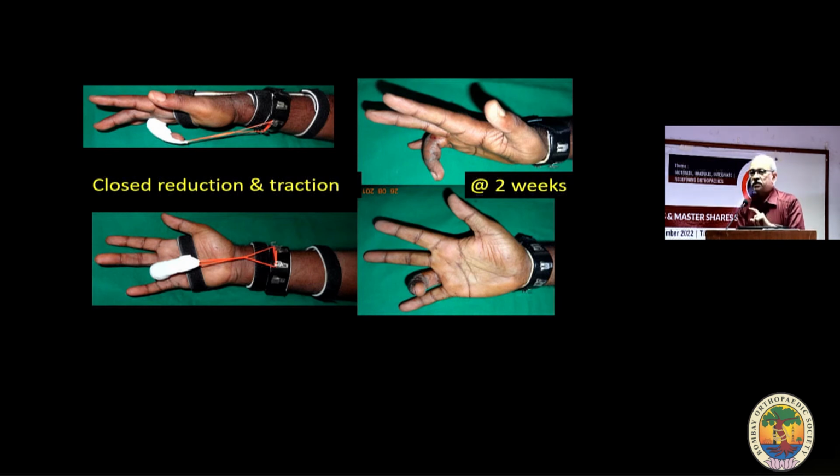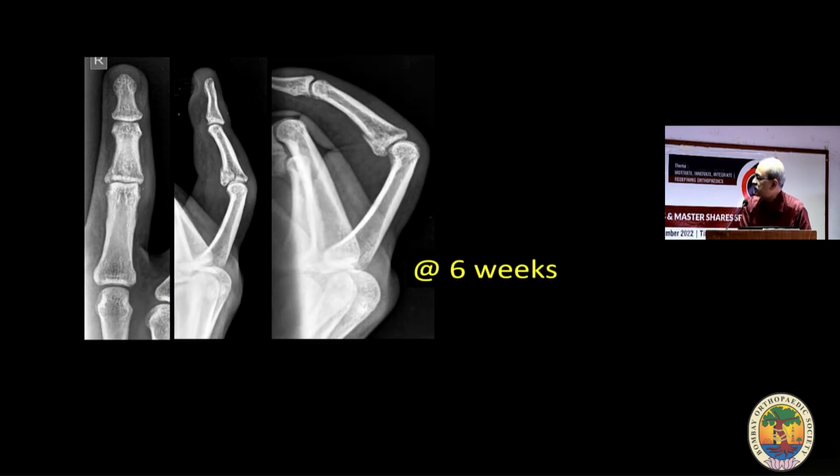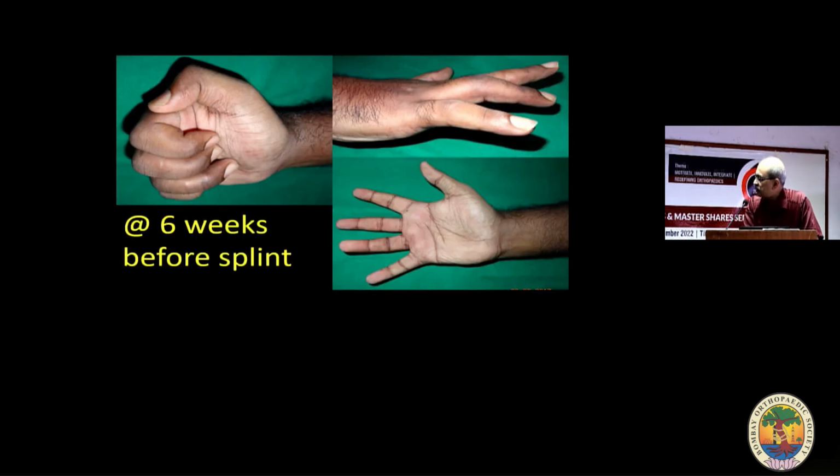Now, in this case, a nail traction is not good. The nail will get a lot of pain if you use a nail traction. So I use a sticking plaster on the finger and just stick it into flexion, keep it in flexion for 2 weeks. And this is an X-ray taken after 6 weeks.